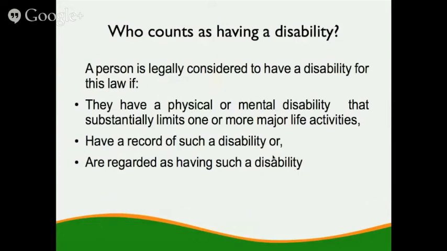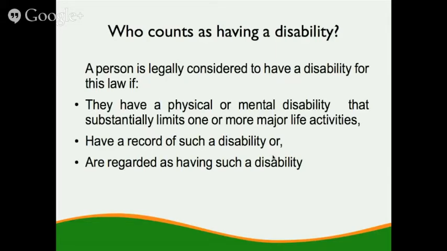So who is it that counts as having a disability? What is it that we mean when we say disability? Well, legally, under the Fair Housing Act, somebody is considered to have a disability if they have a physical or mental disability that substantially limits one or more major life activities, if they have a record of this kind of disability, or if people regard them as having this disability.